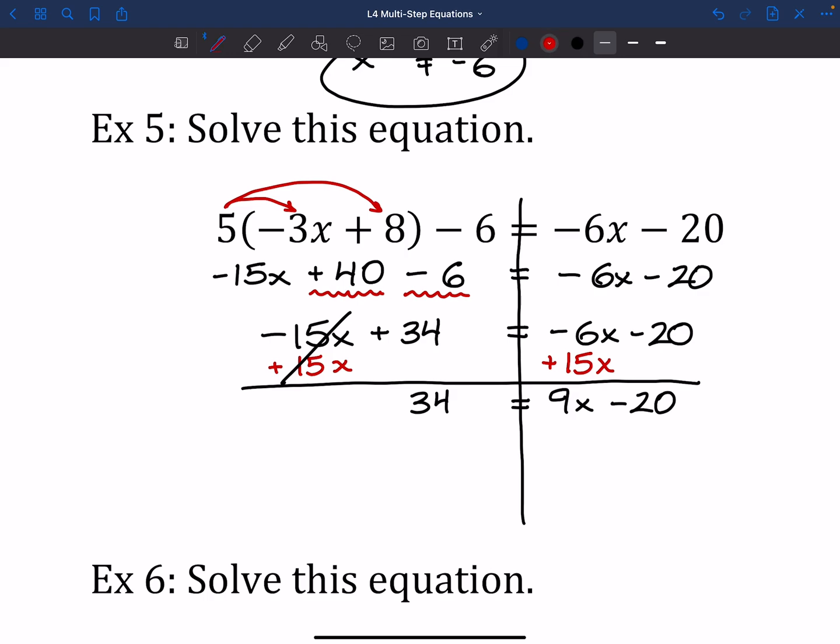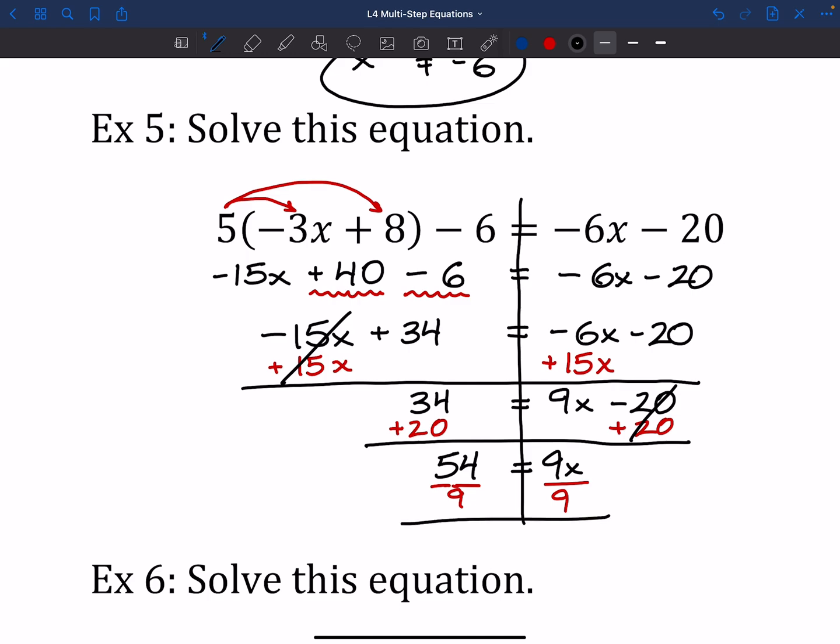Okay. All my variables are on the right, which means I got to move that negative 20 over to the left. The way I'm going to do that is by adding it. 34 plus 20 is going to give me 54. We're going to have 9x, and the 20s are gone. Last but not least, we got to get rid of that 9, so we'll divide by 9 on both sides. 54 divided by 9 is just 6. On the other side, we get x.